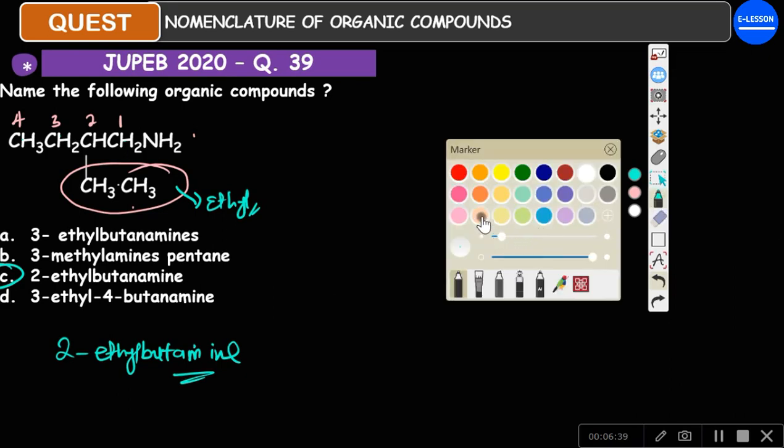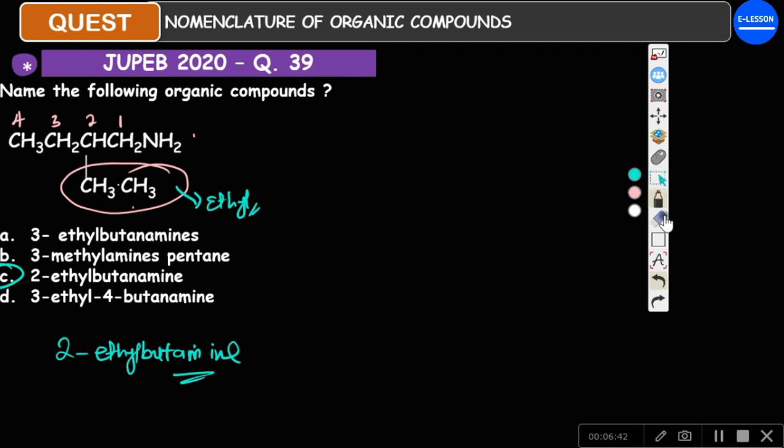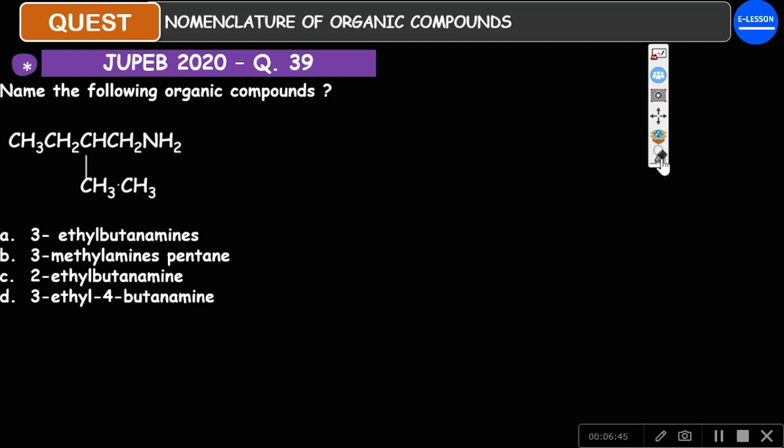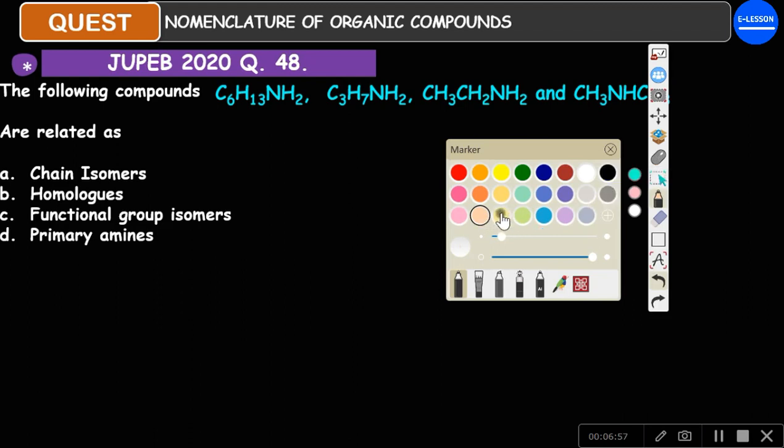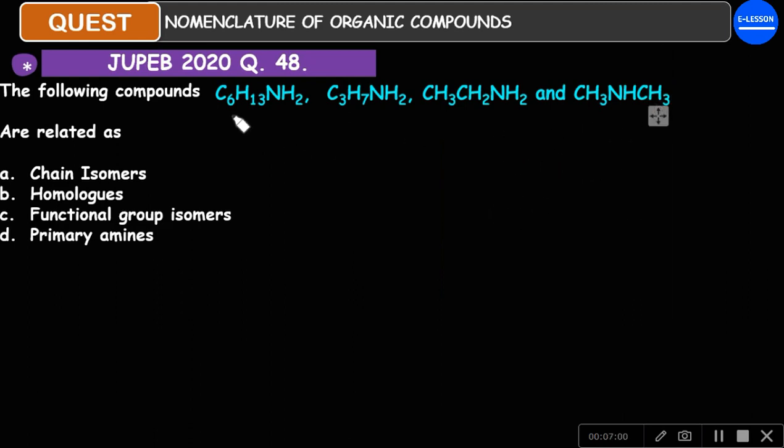The next question, let's erase this. Now the next question says, the following compounds, right? The compounds are these. How are the following compounds related? You have C6H13NH2, right? And then you have C3H7NH2, and then CH3CH2NH2, and then CH3CH3NH.